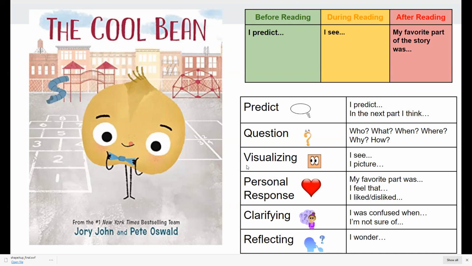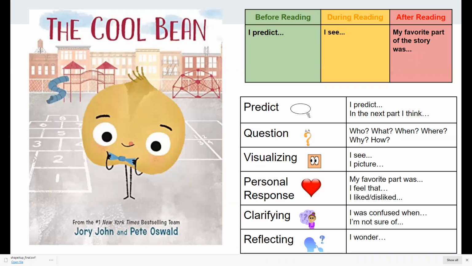Today we're reading a story called The Cool Bean. I already have 3 stems that I want you to try and use yourself. You can jot them down in your notebook so you have them ready to go when we're reading. We're going to come up with an I predict stem for before reading, an I see stem during the reading, and after reading, my favorite part of the story was.